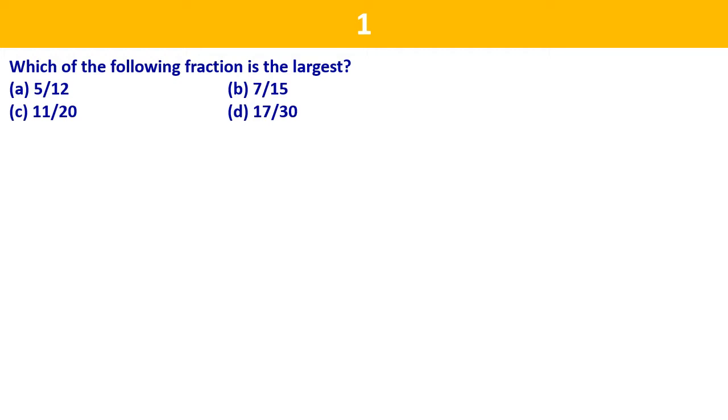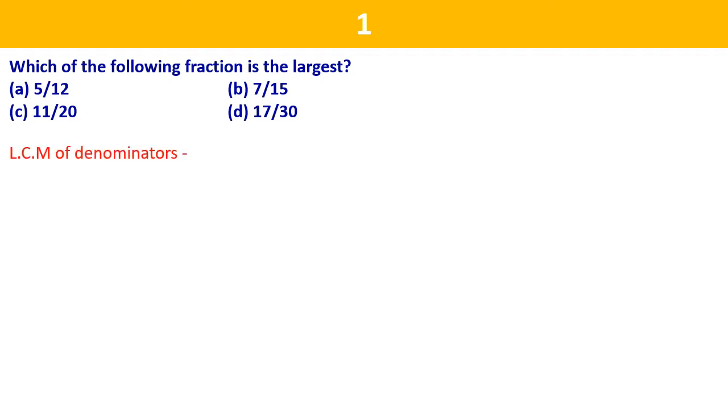Let us try out some problems. Problem number 1. Which of the following fractions is largest? So 4 options are displayed in front of you, and out of the 4 options you need to decide the largest fraction. How to decide this? First of all, we should find out the least common multiple of the denominators.